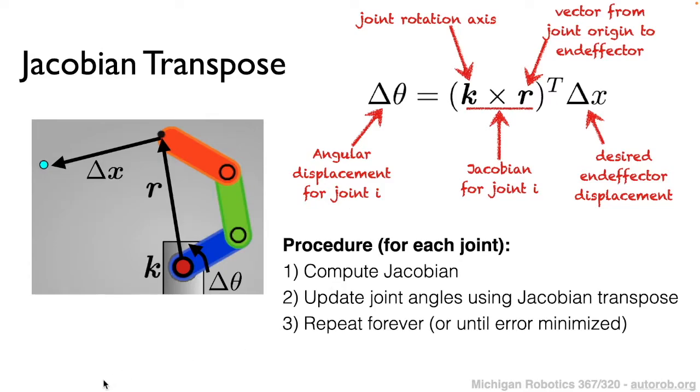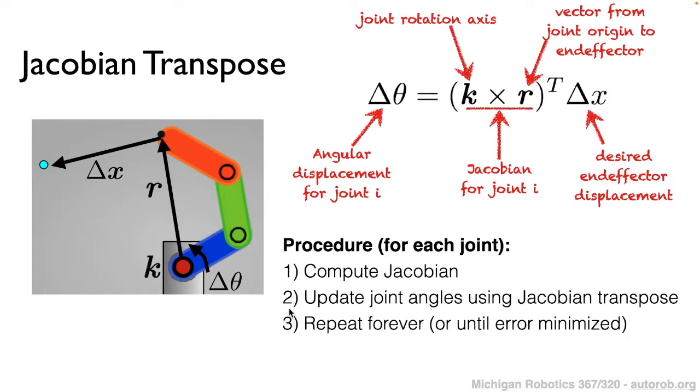And so the procedure for this Jacobian transpose method is described here. The first thing that we would do is compute the Jacobian based on the current state of the system. We can update the joint angles using the Jacobian transpose, which essentially will result in motor commands going to the actual angles to induce torque to cause the displacement. And then we would repeat until convergence.